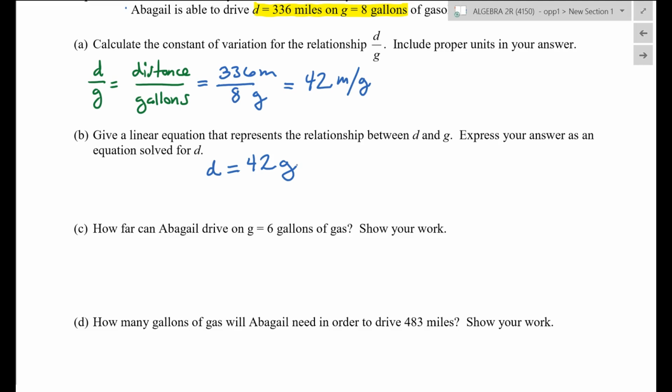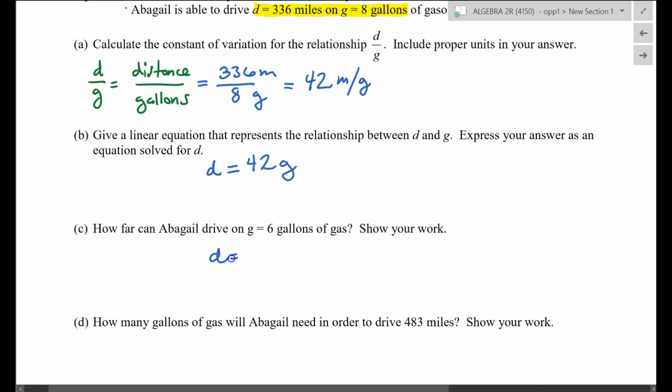How far can I drive on 6 gallons of gas? 42 times 6 is 252 miles.